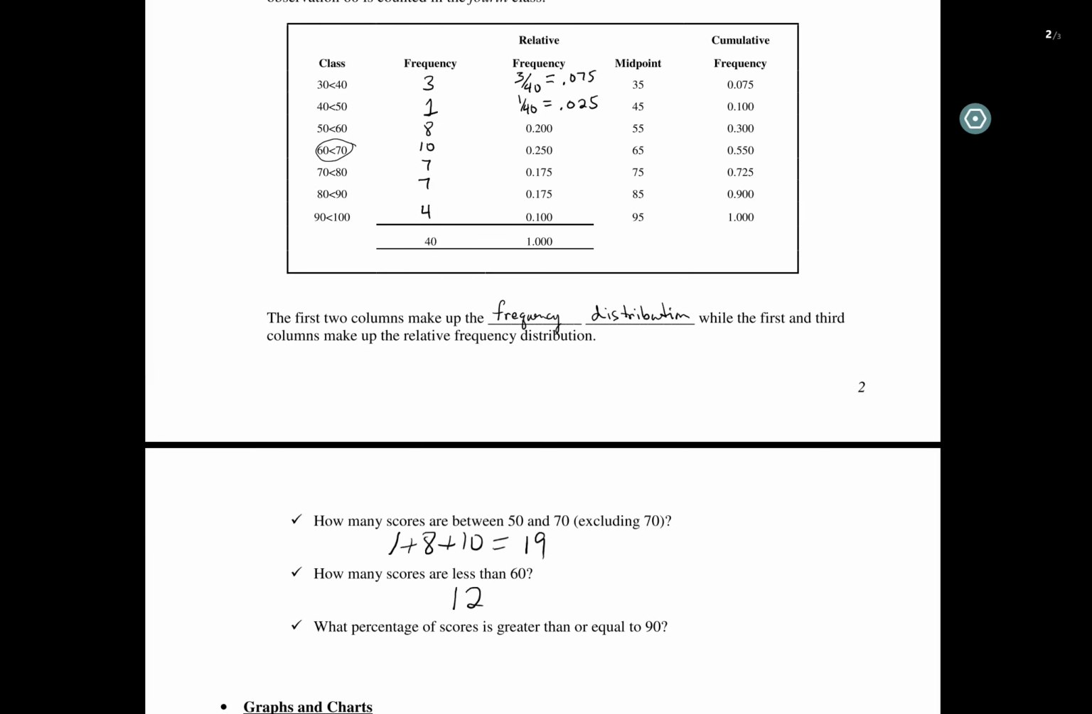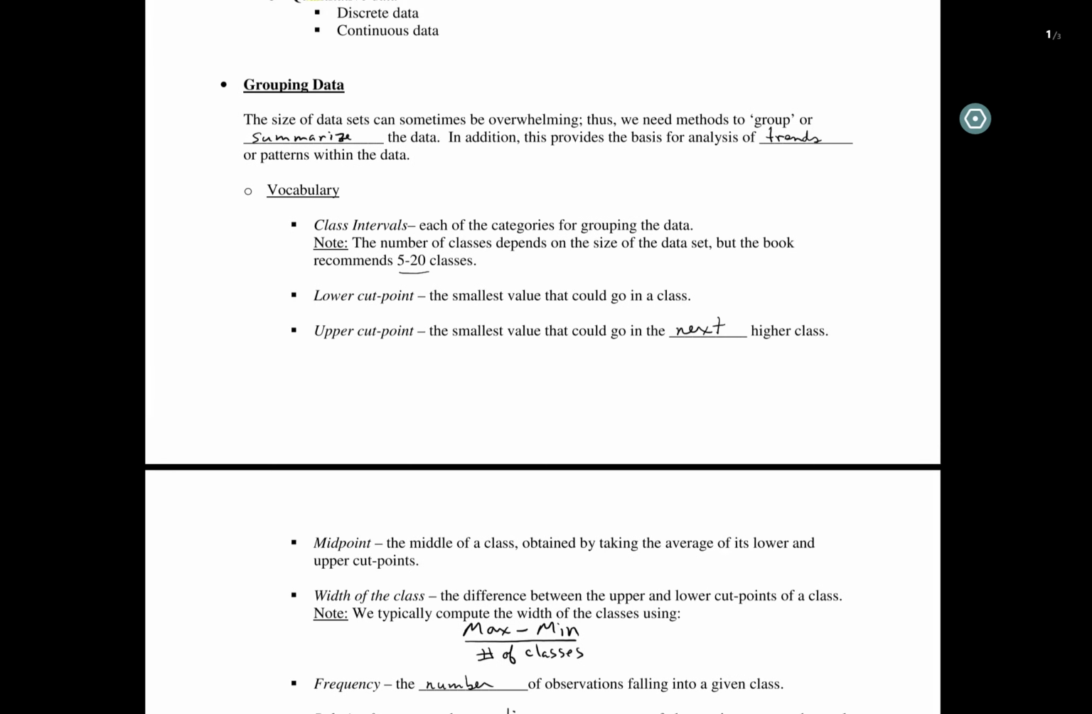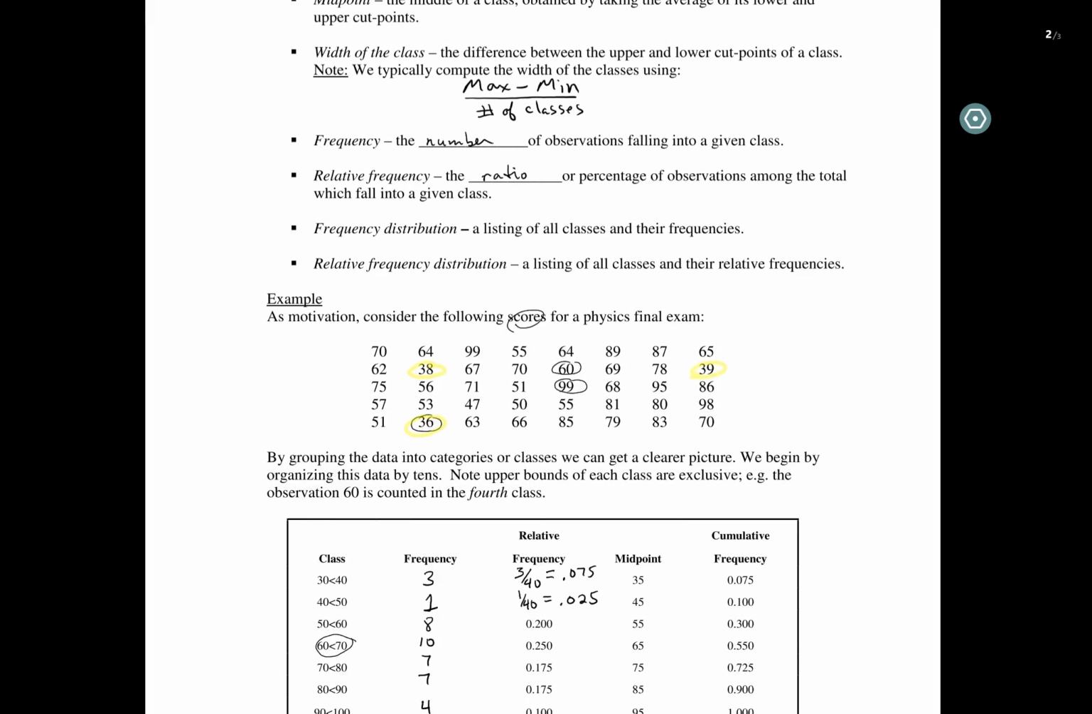Next question, just to have a sense of what the table says. The percentage of scores that's greater than or equal to 90. Well, the actual number of scores greater than or equal to 90 is 4, but the percentage would be 4 out of 40, or the relative frequency there. So it would be 10%. So 10% of the scores were higher than a 90. 10% were A's here.